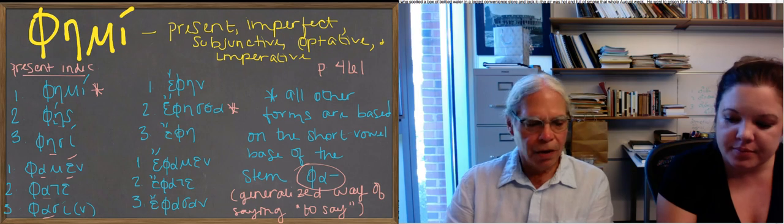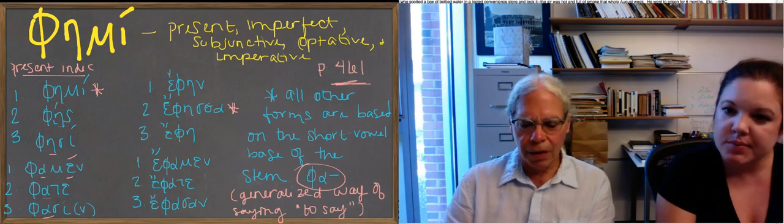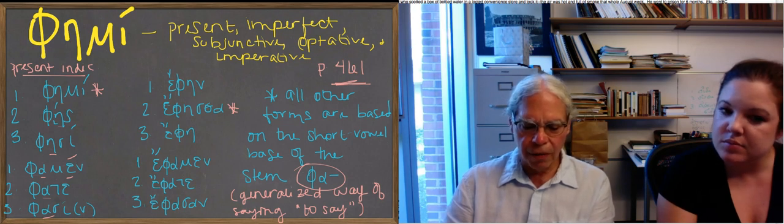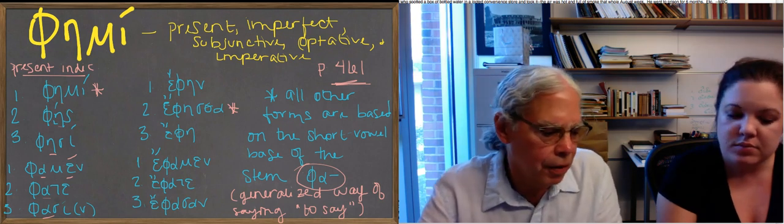They're on page 461, okay? I don't think there are any surprises in them. The same is true of the imperative forms, which are based on the fa form of the stem. All right, let's move on to the other funky verb form.